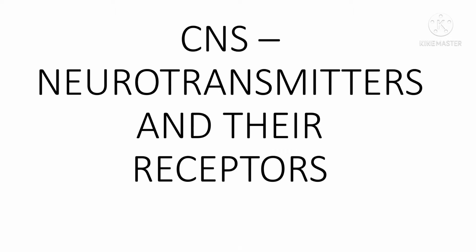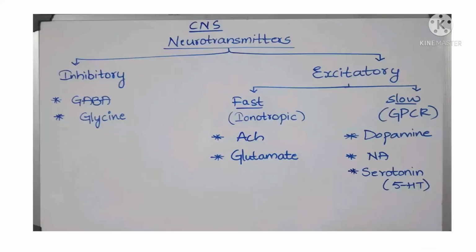Before going to the CNS disorders, the disorders associated with the central nervous system, first we'll study the receptors and the neurotransmitters, the neurotransmitters and receptors which are associated with the central nervous system. So first we'll study the classification. So this is the classification.